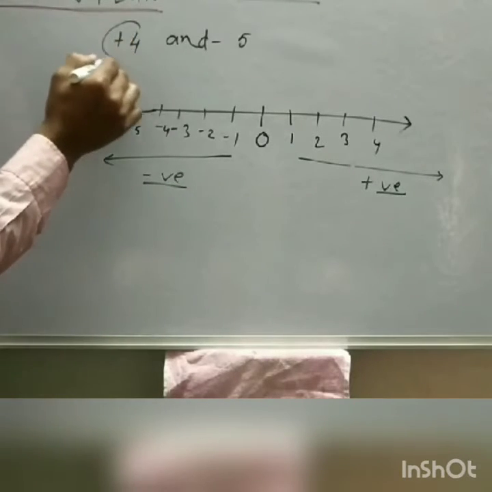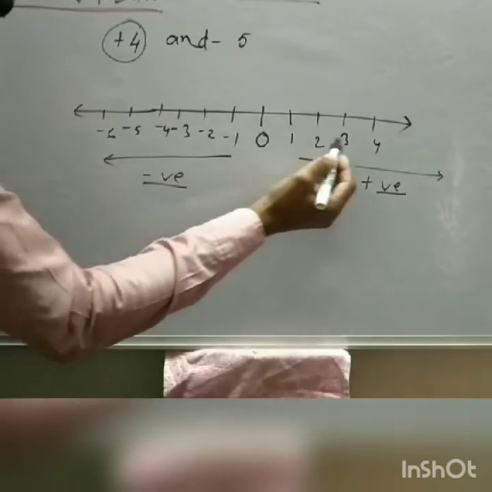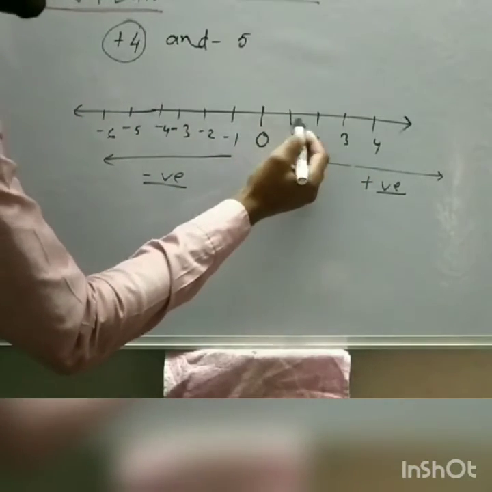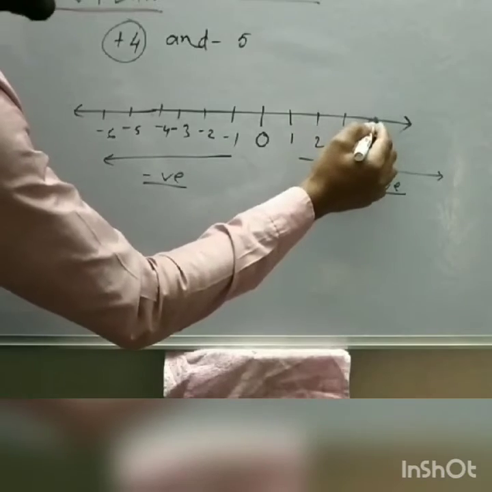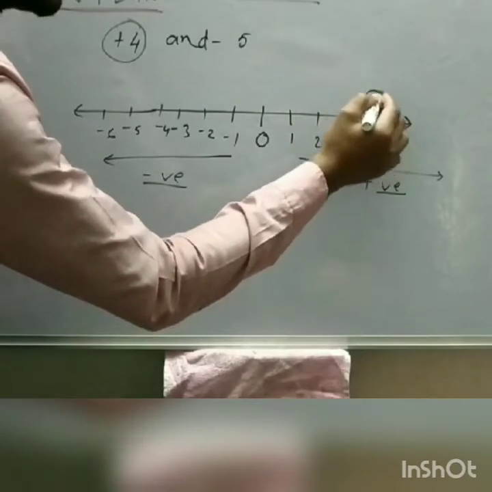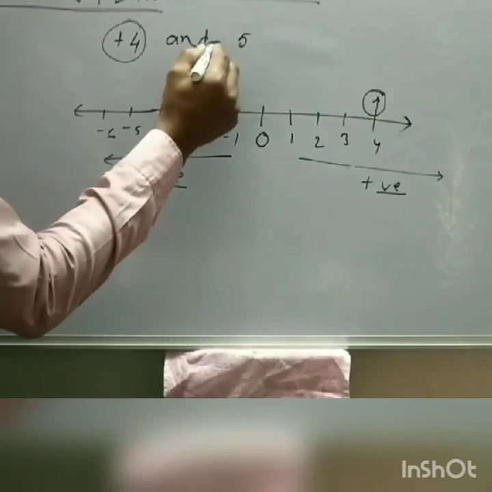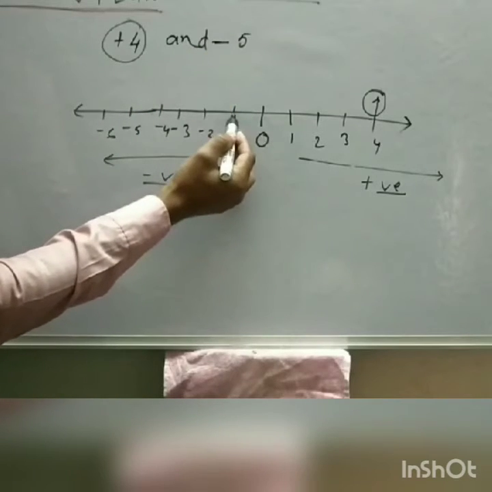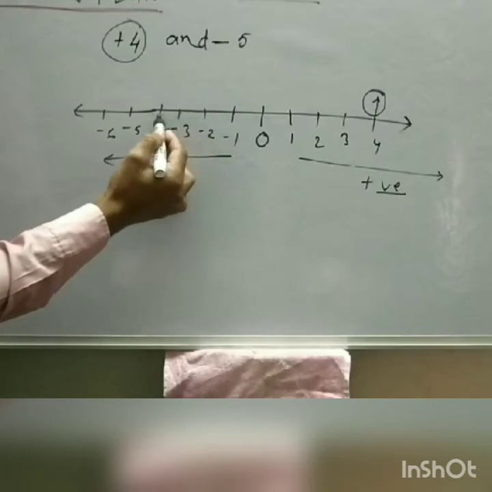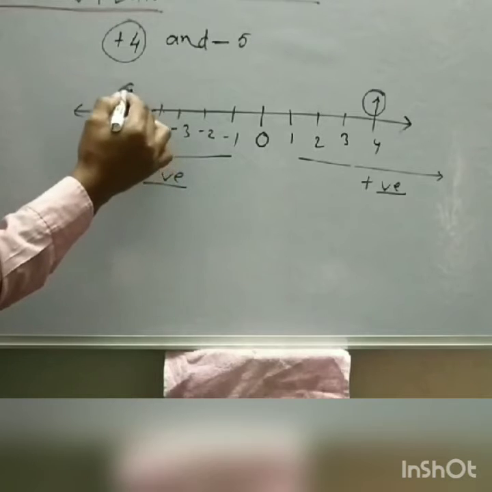See, we have to plot +4. Then what is the +4? Where it is 0, 1, 2, 3, 4. So we are going to plot this +4 here. And where is my -5? Here it is, see, negative numbers -1, -2, -3, -4, -5 on this way. We can plot.